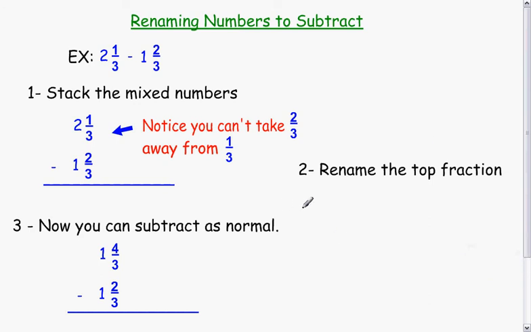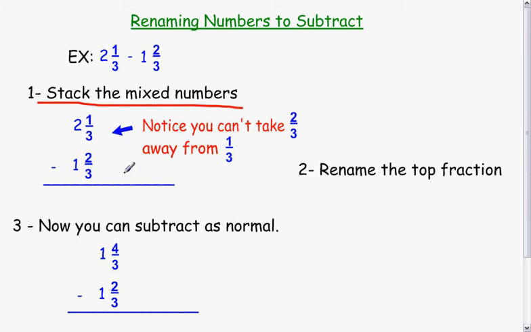Okay, now that we've been working with subtracting with mixed numbers, there's one more thing I need to show you that can be an area of complication. Let's take a look at our example. We have 2 and 1/3, and we're subtracting 1 and 2/3 from that. As usual, I'm going to stack my mixed numbers so that they're all lined up. Now when I stack my mixed numbers, I have 2 and 1/3 minus 1 and 2/3.